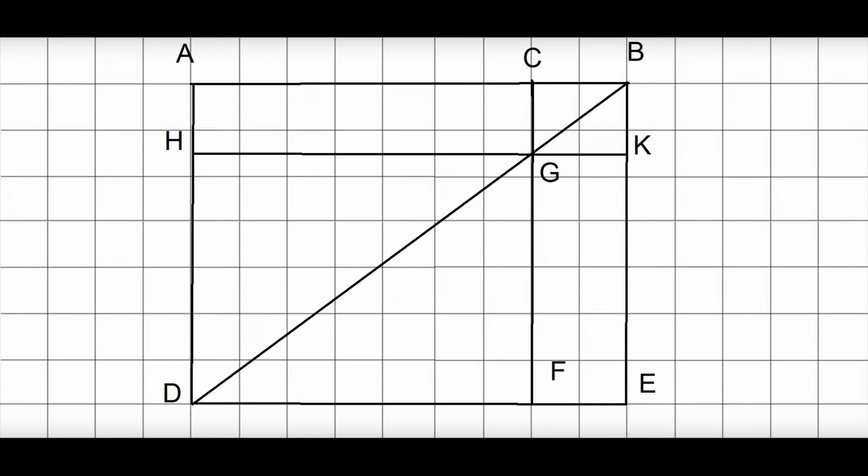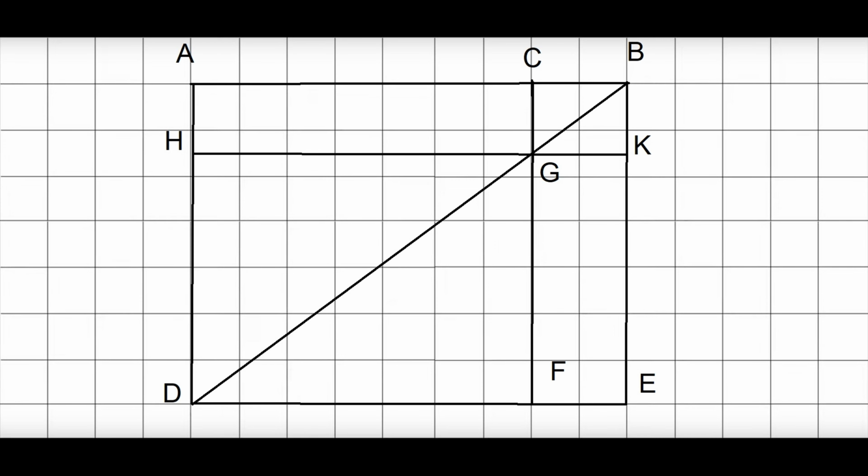For let the square ADEB have been described on AB from proposition 1.46 and let BD have been joined and let CF have been drawn through C parallel to either of AD or EB from proposition 1.31. And let HK have been drawn through G parallel to either of AB or DE from proposition 1.31.